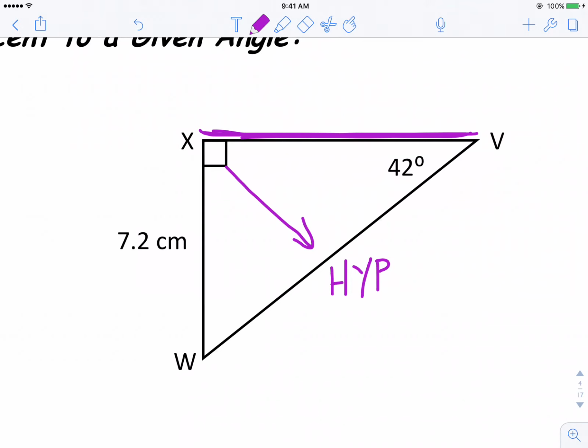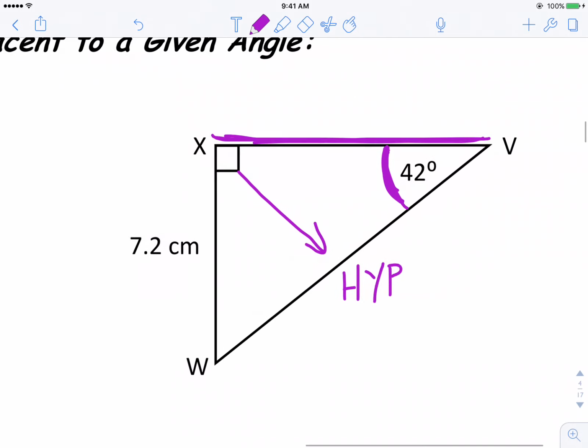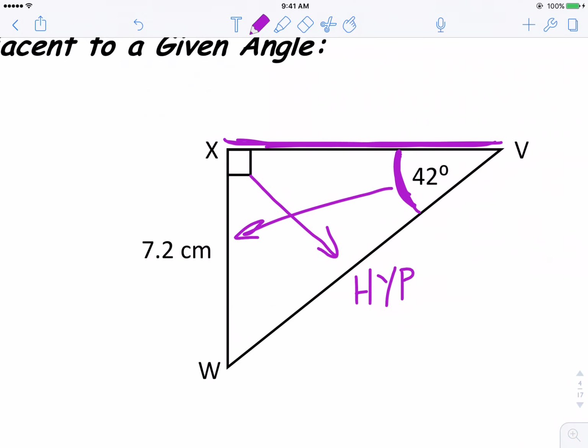Next thing, I figure out what angle we're talking about, what angle is given. This angle here, 42 degrees, is given to me. So from there, I label my adjacent side and my opposite side. This side here, opposite to that angle, is my opposite side. This side here, VX, is my adjacent side. It's beside the angle I'm talking about.